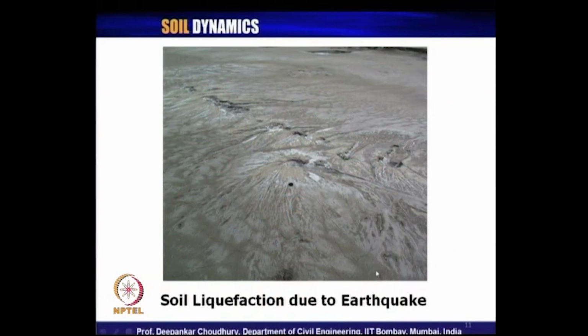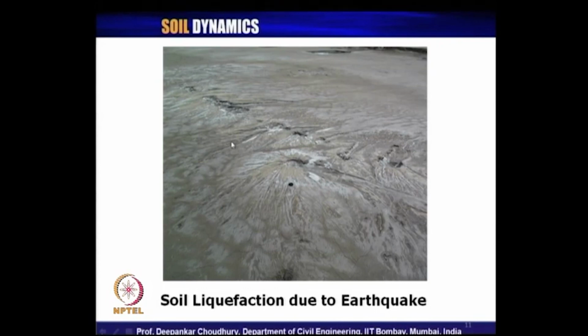This picture shows that some portion of the soil is flowing as if it is not a soil, but as if it is a liquid or a fluid material. This phenomenon, when the soil behaves like a fluid, is commonly called soil liquefaction. It can occur due to various reasons. One of the reasons is earthquake, and for any other dynamic or cyclic loading also, soil liquefaction can take place.